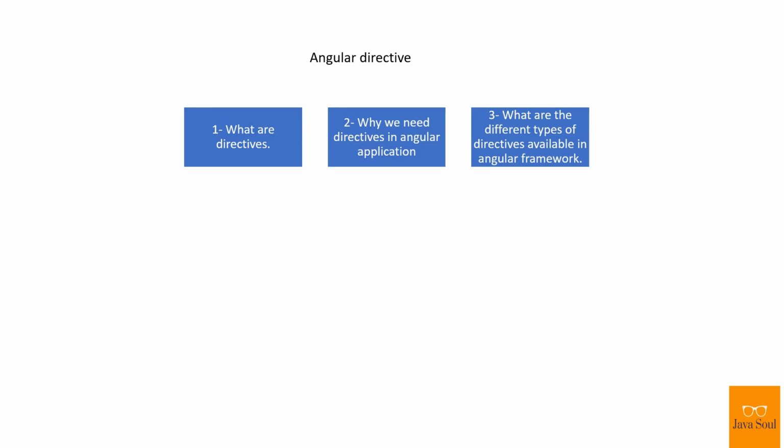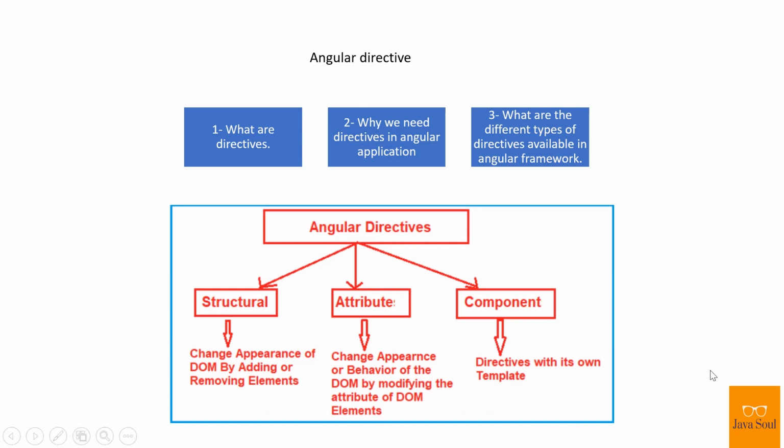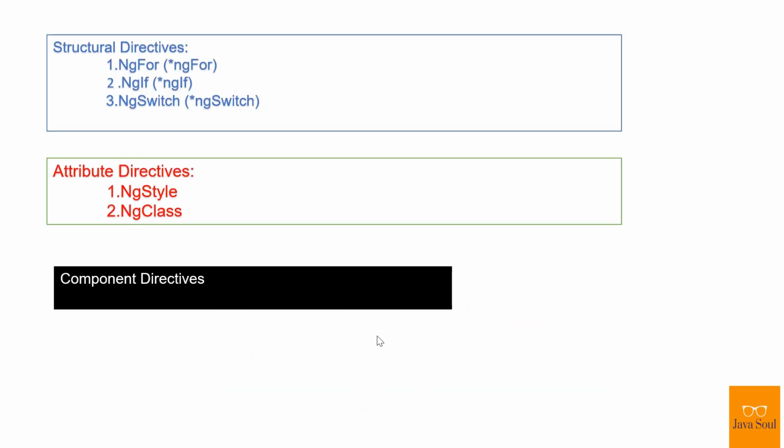We'll see the different types of directives in Angular. There are three types of directives. First one is structural, attribute, and components. Okay, let's see one by one. So first we will see the structural directive.